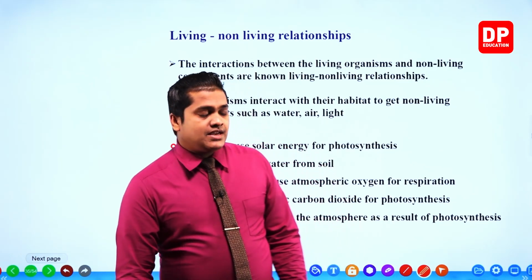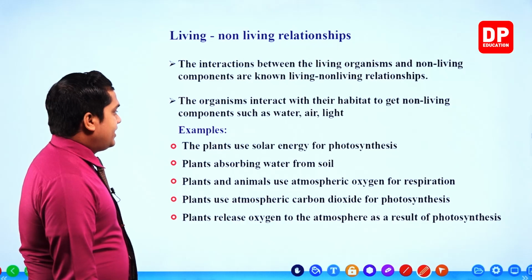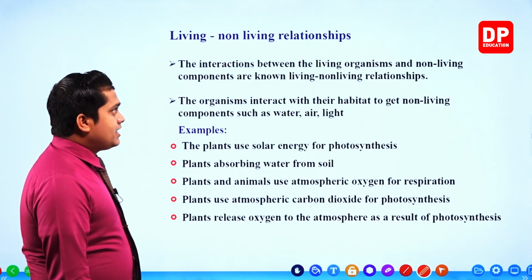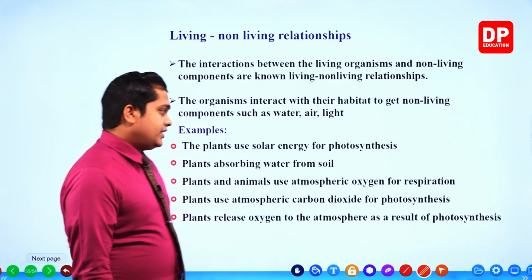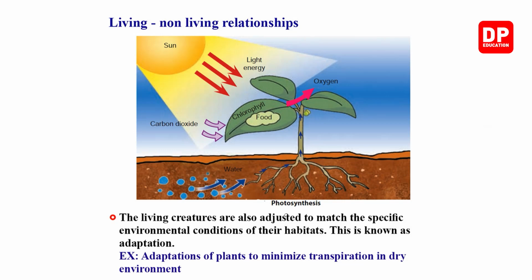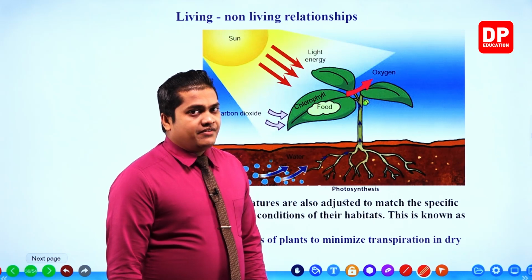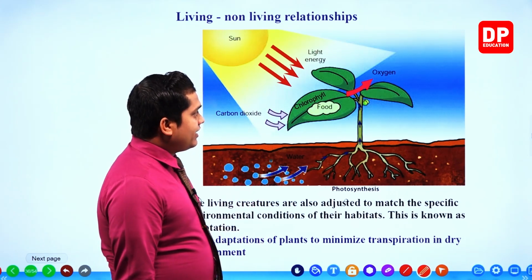Okay, right. So these are the examples where we can find living, non-living relationships. Now you are given a figure, my dear children. Within this figure, you can clearly observe the whole process of photosynthesis within a single diagram. Here you can observe several relationships between living and non-living components.